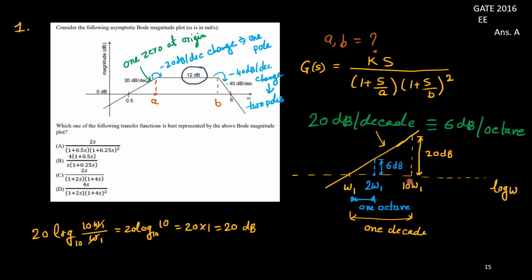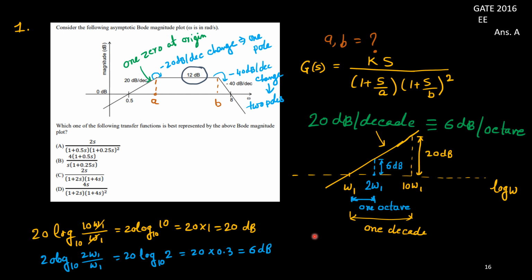So if it is 10 times increment, 20 dB improvement in gain. And when frequency is changing by 2 times, then magnitude is increased by 6 dB. It is actually the same rate, same slope. Okay, right. And that I can show here: 20 log 2W1 by W1. W1 will cancel, log 2. Already I've said log 2 value is 0.3. So 20 into 0.3 equal to 6 dB. Okay, that's how we'll get 6 dB change.